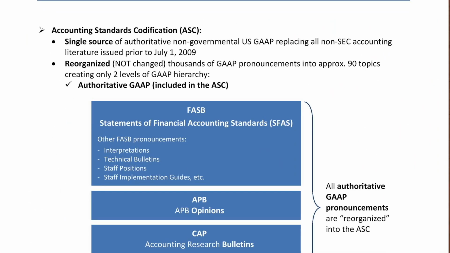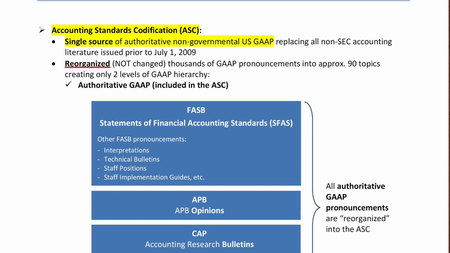On page 4, highlight Accounting Standards Codification, or the ASC. Now this is the single source of authoritative non-governmental US GAAP. The ASC reorganized thousands of US GAAP pronouncements into approximately 90 topics, creating only 2 levels of GAAP hierarchy. So you have authoritative GAAP and then you have non-authoritative GAAP.